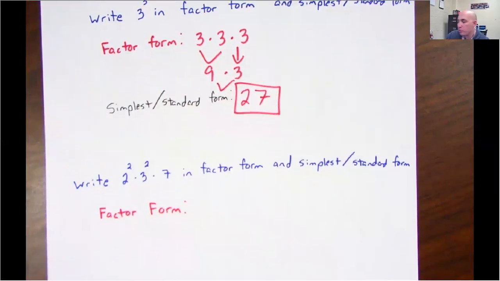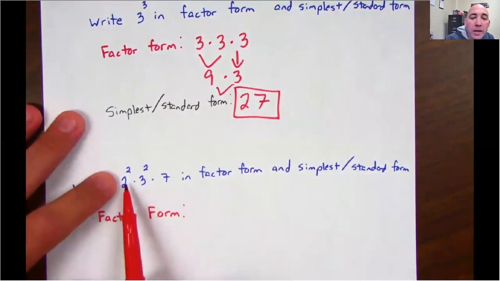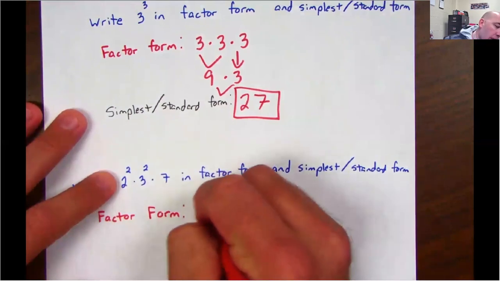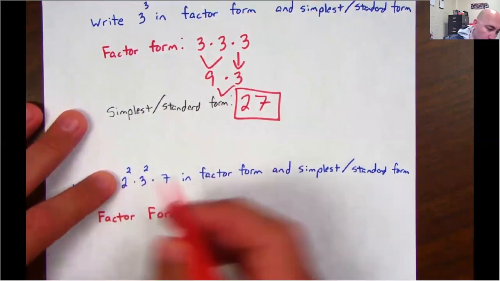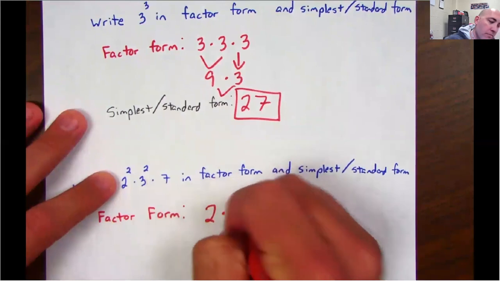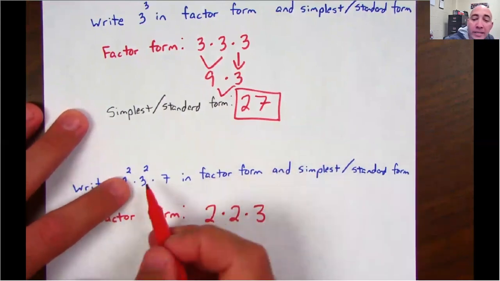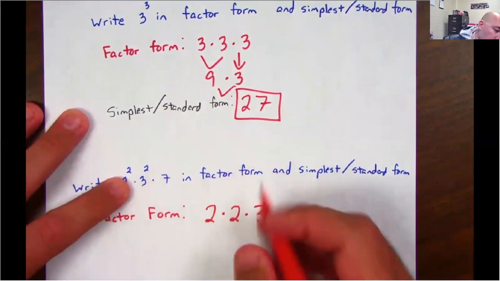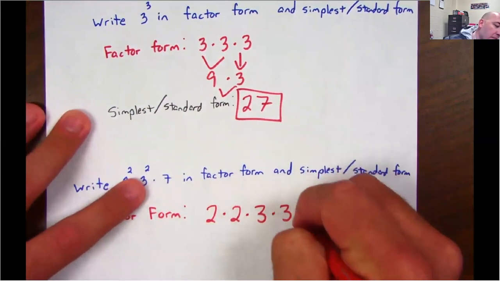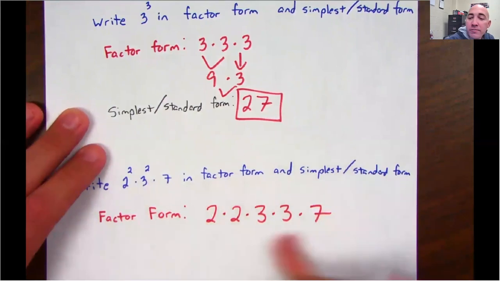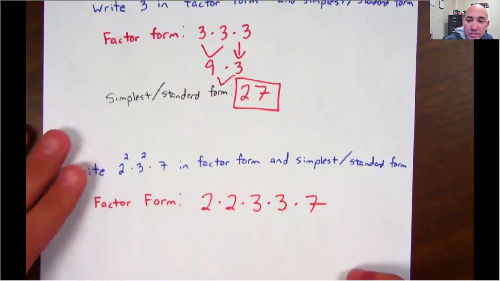I've got 2 squared times 3 squared times 7. So I start with my base 2. How many 2s should I have? 2 of them. My next base is 3. How many 3s should I have? 2 of them, and then times 7. There's your factor form. So let's multiply it out.